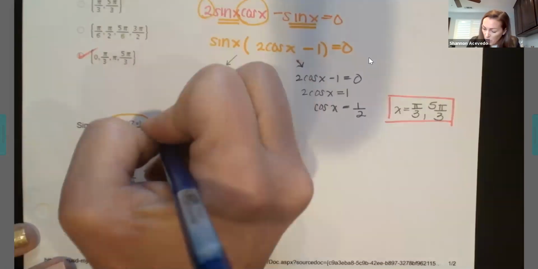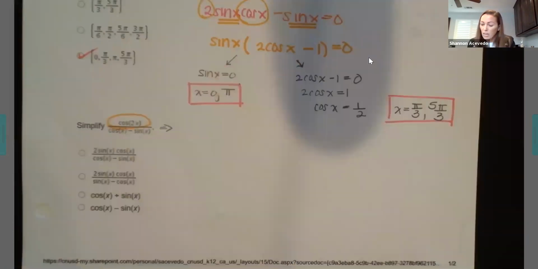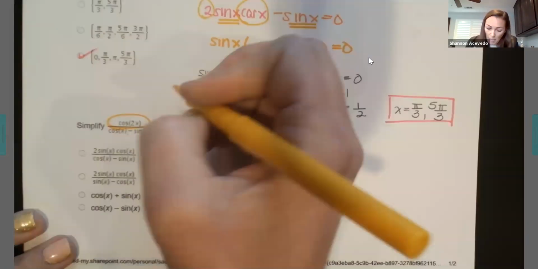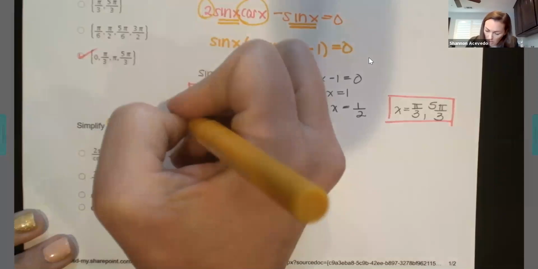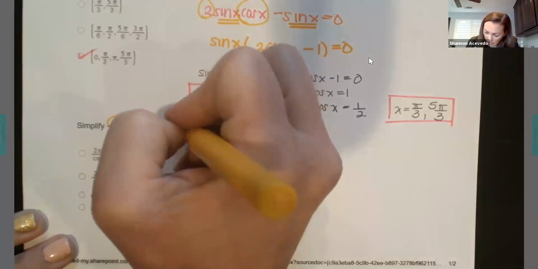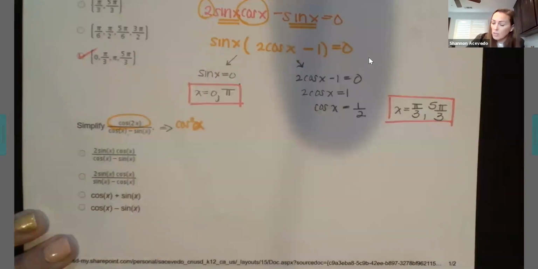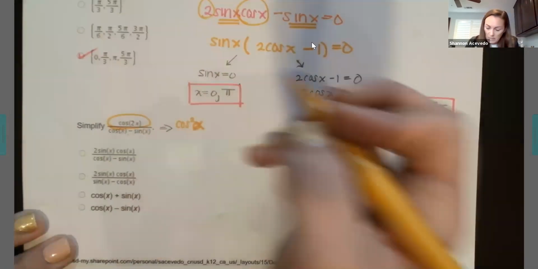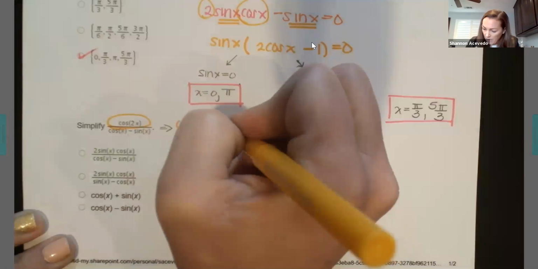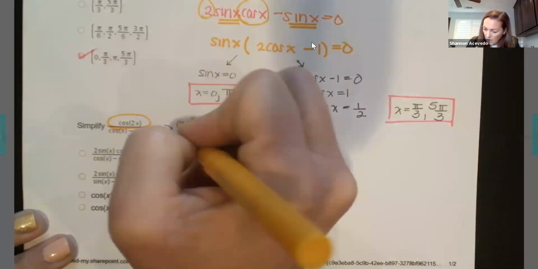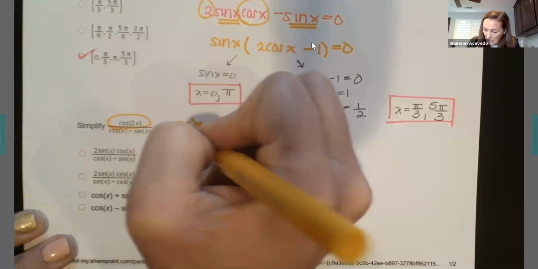And so what I'm going to go ahead and do is I'm going to rewrite that cosine of 2x as my cosine squared of x, oops, I was going to write theta, cosine squared of x minus my sine squared of x all over cosine of x sine of x.